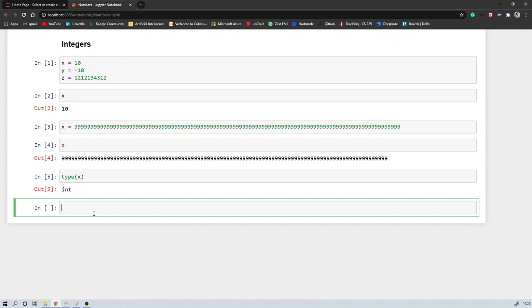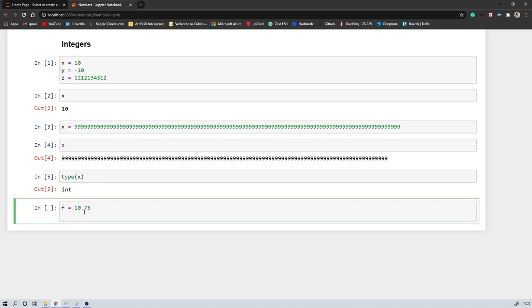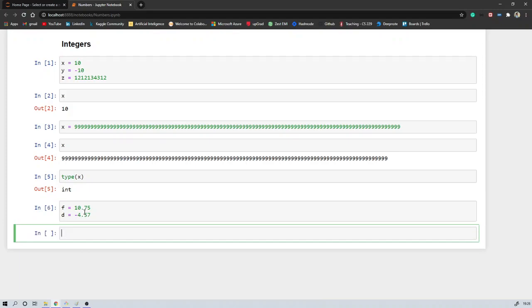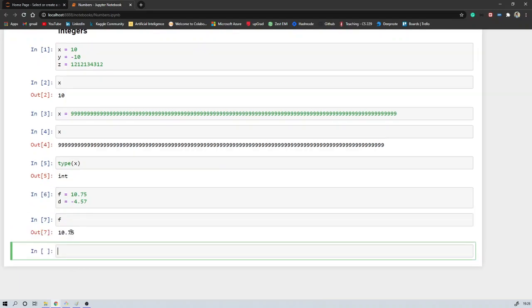Next we have float values. Float, as the word suggests, has a floating point value, so it has decimal points. Say for example 10.67, this is an example of a float. This is also another example of a float value. Float values can be either positive or negative. So these are two good examples of floating point numbers.